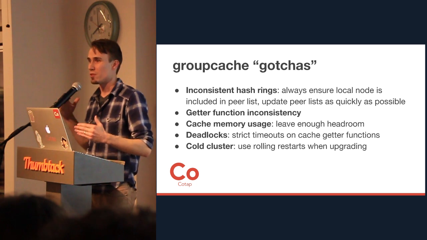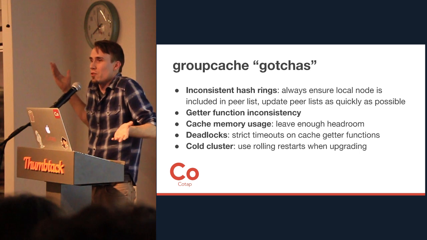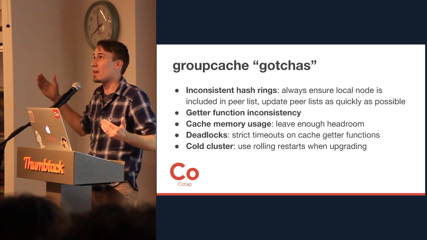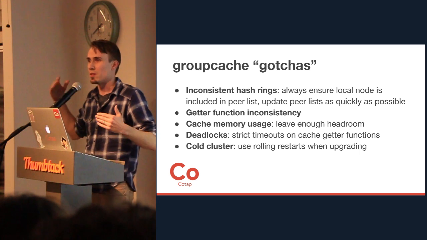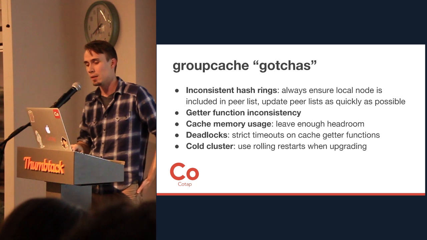If for some reason there's a difference between running that function on node 1 or node 2, it's indeterminate what your client's going to get. So that function should be, you can't depend on a local file being present, for instance. You need to make sure that that function can be run anywhere across your cluster.